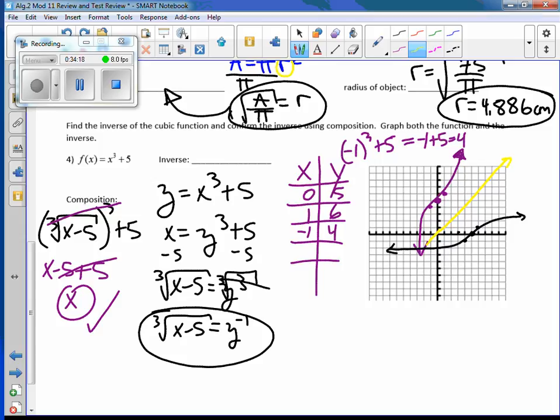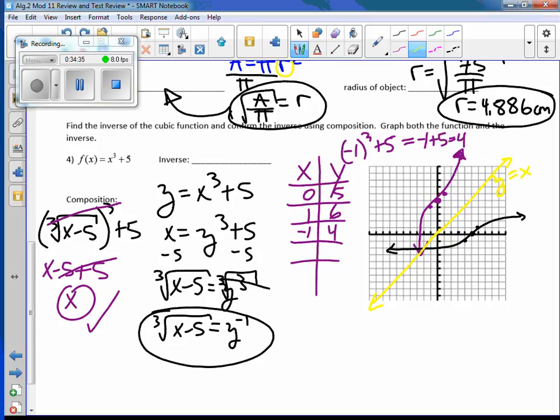By the way, just in case, you can always do a really quick check by drawing the line y equals x. If you draw the line y equals x, you should get the same image on both sides. You should get the mirror image, which of course, if you take a look right here, we do. Okay? And so there's both the original function and the inverse.